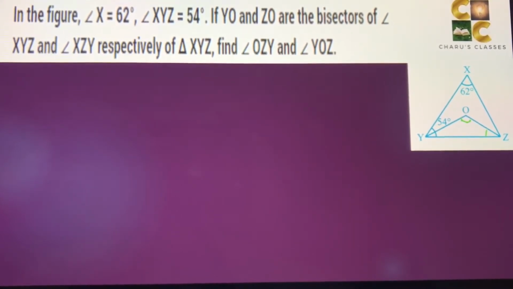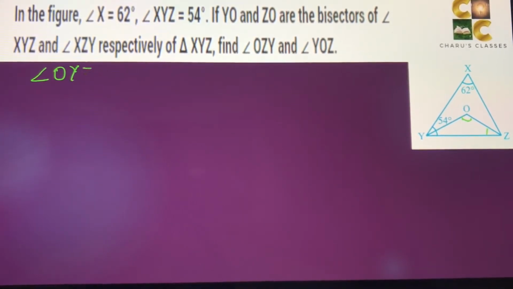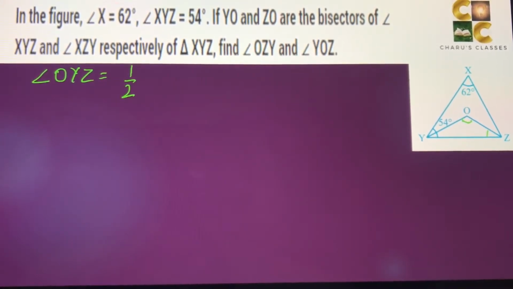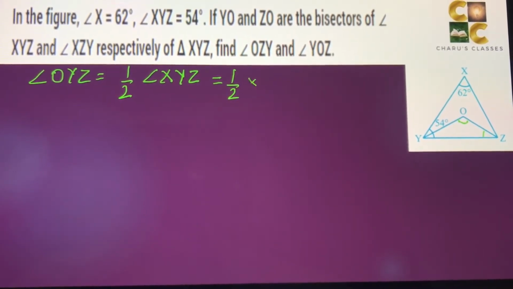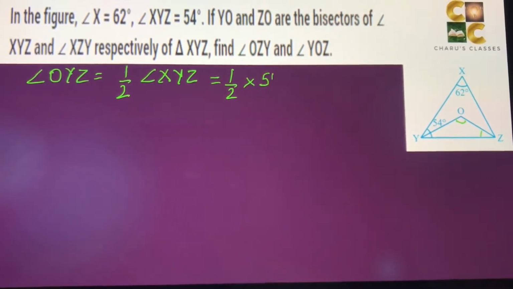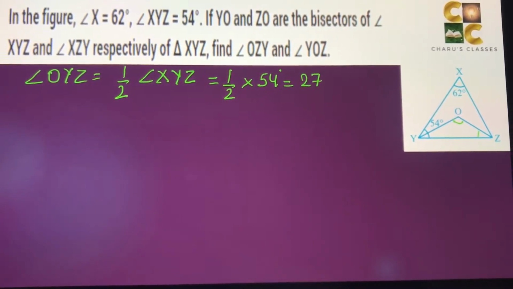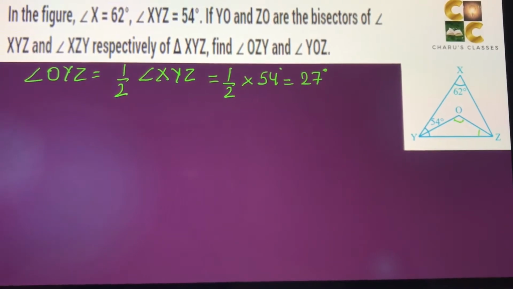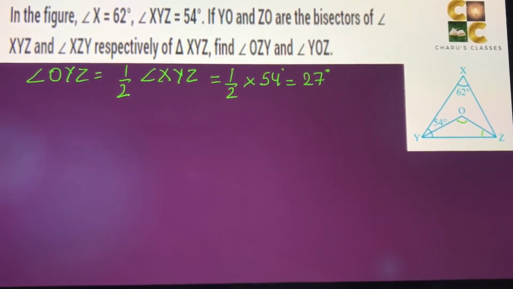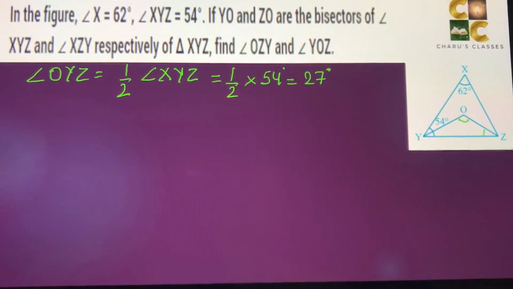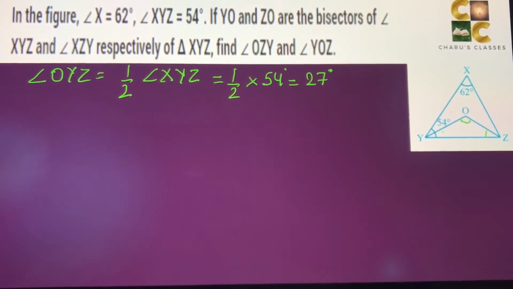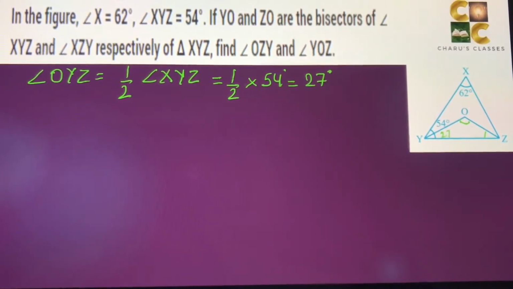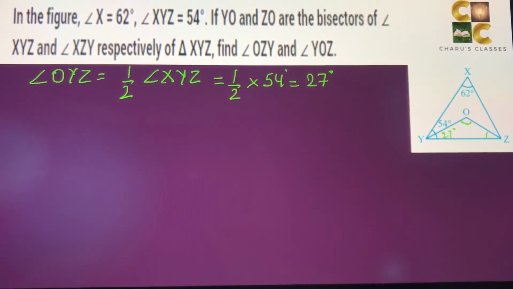So since these are given as the bisectors, I can write that angle OYZ will be half of angle XYZ, or I can write it as half of angle XYZ is 54 degrees. So that makes it 27 degrees. Bisector of an angle divides the angle into half. So this is complete 54 degrees angle Y. So inside angle OYZ will be 27 degrees.